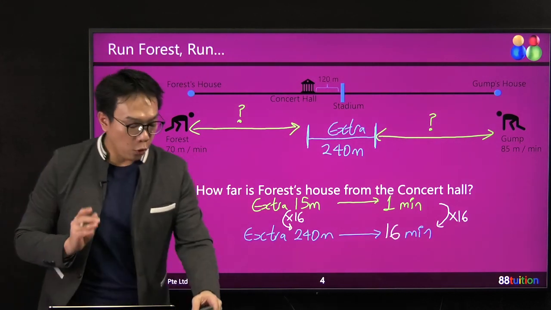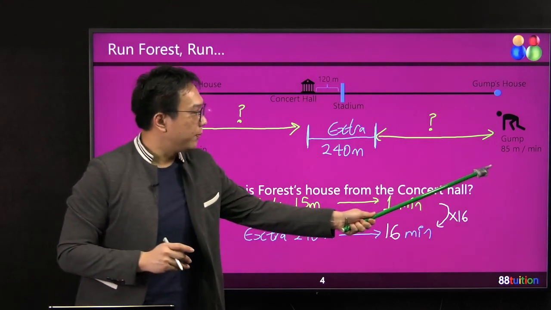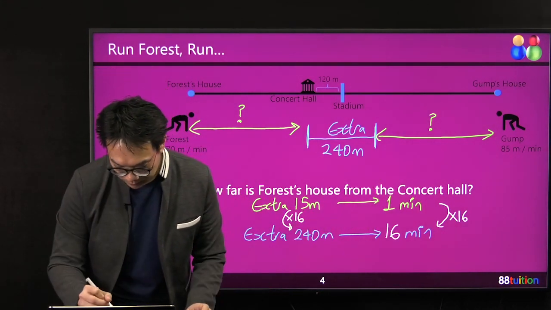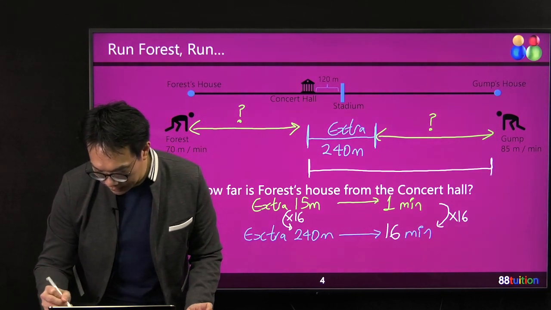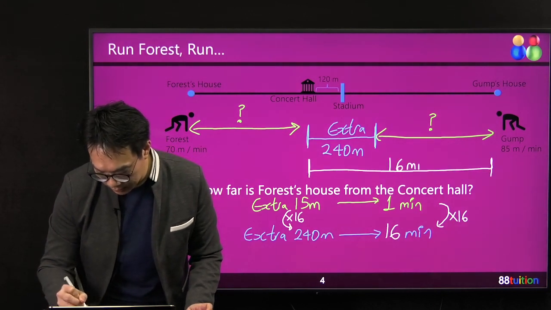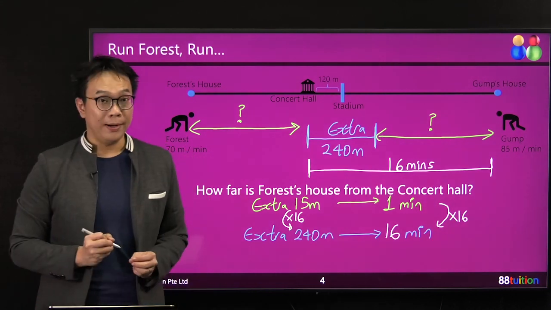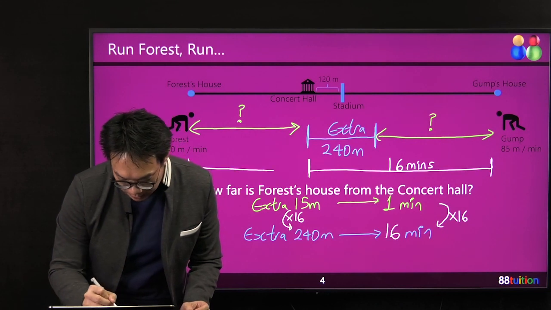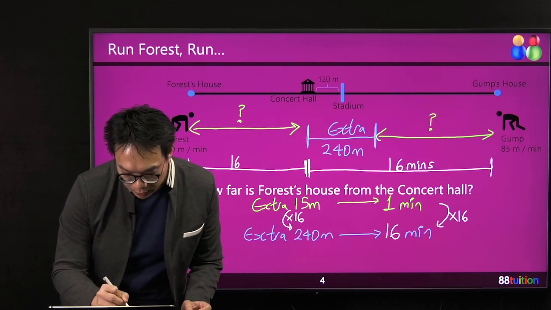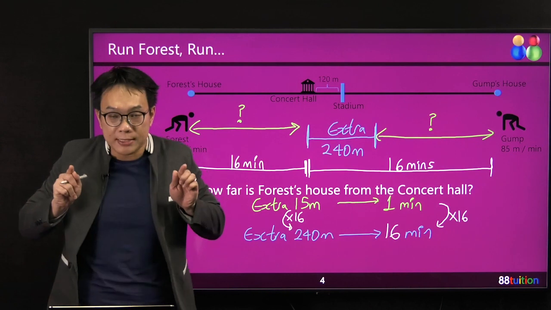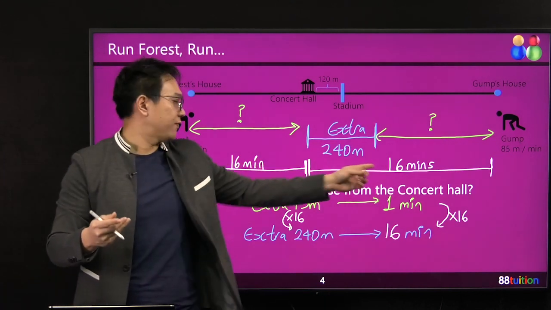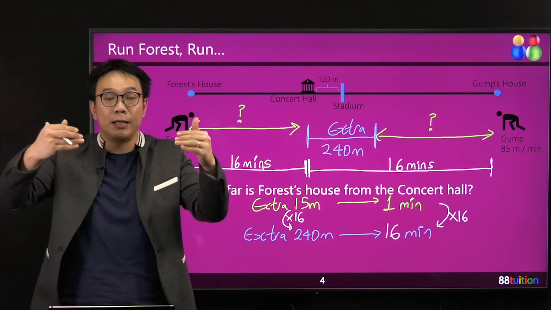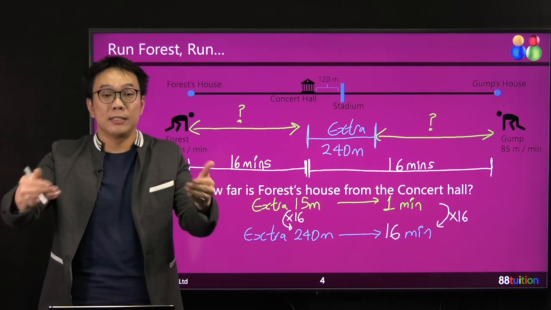So what is happening is Gum from here ran to the concert hall. How long does he take? From here to here, how long does he take? He takes 16 minutes to reach there. Forrest also takes what? 16 minutes to reach here. Why? Because they started running at the same time. So they start together. You cannot say that one of the times is faster and one is slower, because time is something which is constant. It moves at the same pace.